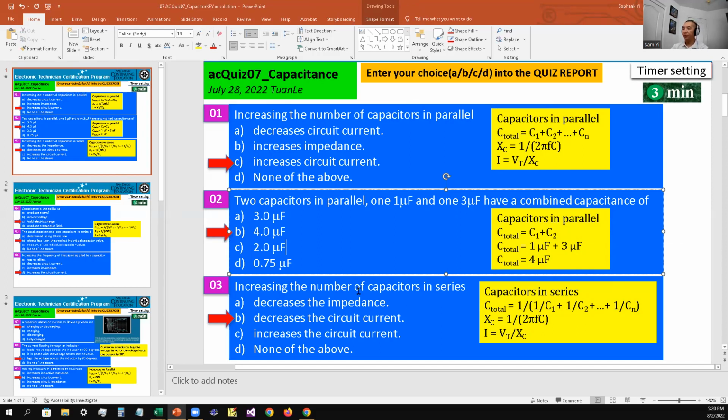Number 3, increase the number of capacitors in series. When you add in series, it would decrease in value. You use the inverse formula, so that would decrease the capacitance. If you decrease the capacitance, you would increase the impedance, the XC. If you increase XC, therefore you're going to be decreasing your current. So the answer is B as in boy for number 3.